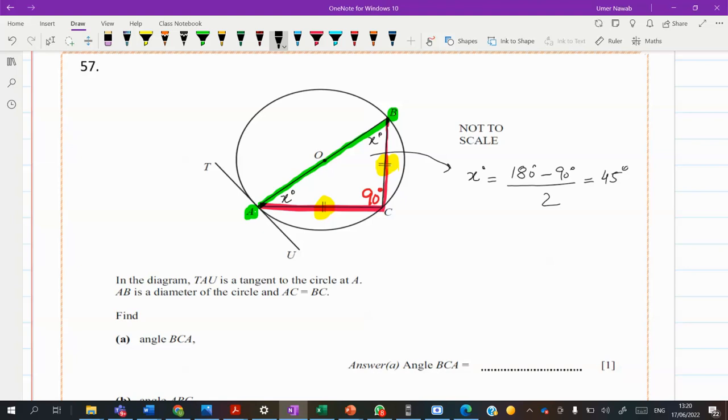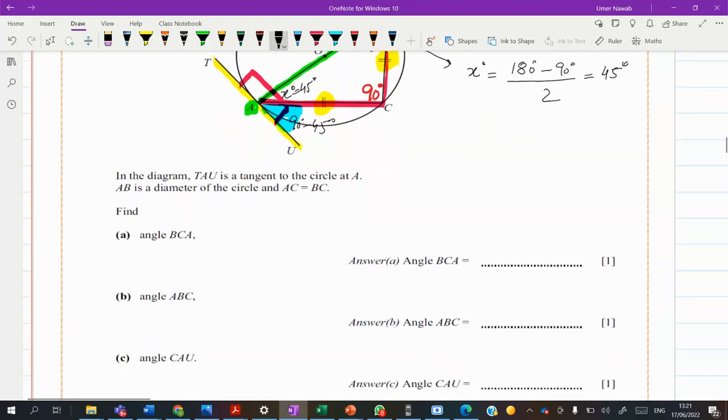So if it is 45, now I will use the property again. Which property? That diameter and tangent. This TU is a tangent line, and the relationship the diameter or the radius makes with the tangent, they are always perpendicular. So one of the angles is given, so I want to find this angle, and this angle should be 90 minus 45, which will give me 45.